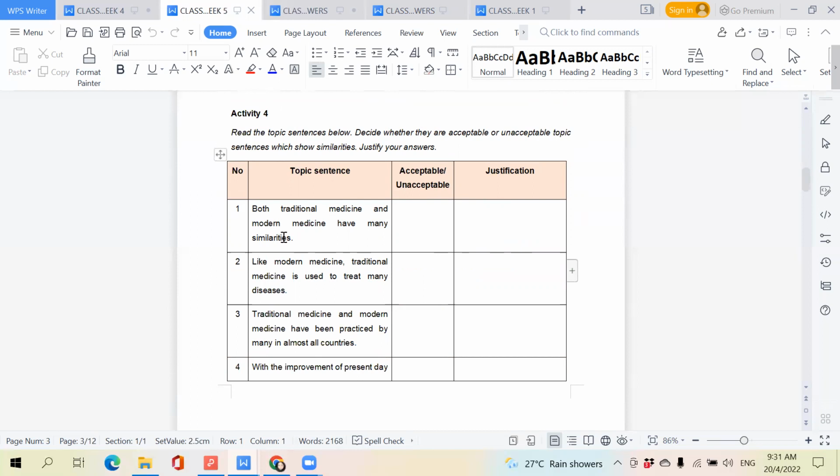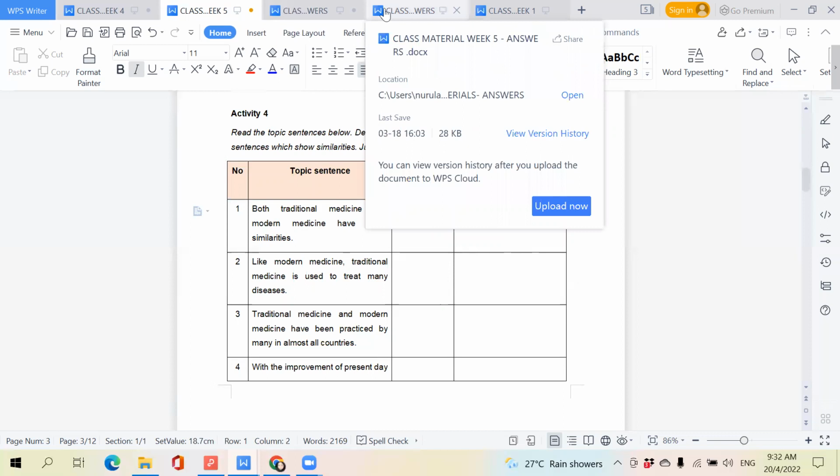Remember what we discussed in our previous lesson? You have to make sure that you specify specifically what the similarities are, ataupun apa similarity between traditional medicine and modern medicine. Then you can consider your topic sentence to be complete. If you simply say have many similarities, this is unacceptable. So I'll just write capital U here. U means unacceptable. Okay. So anyway, why? Remember why?